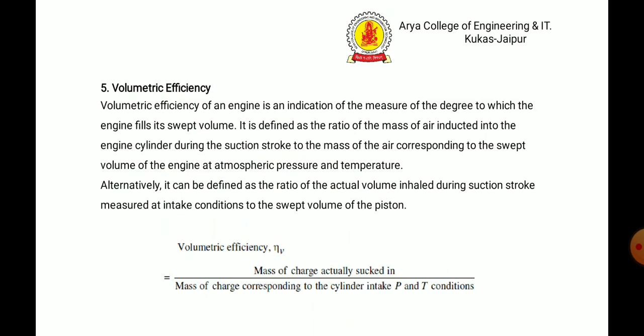Next is volumetric efficiency. It is a measure of the degree to which the engine fills its swept volume. As we know, inside the cylinder there are two types of volume: one is swept volume and the other one is clearance volume. It is defined as the ratio of the mass of air inducted into the engine cylinder during the suction stroke to the mass of air corresponding to the swept volume of the engine at atmospheric pressure and temperature. Alternatively, we can say it is defined as the ratio of the actual volume inhaled during suction to the swept volume of the piston.